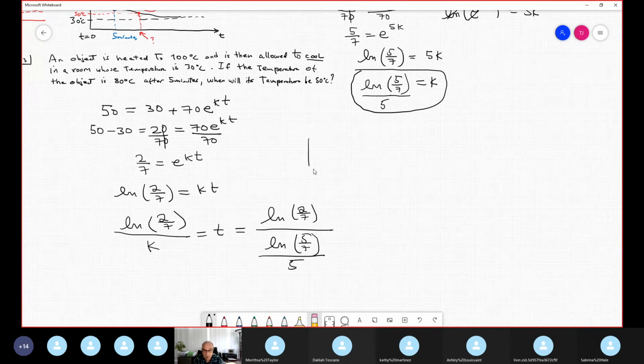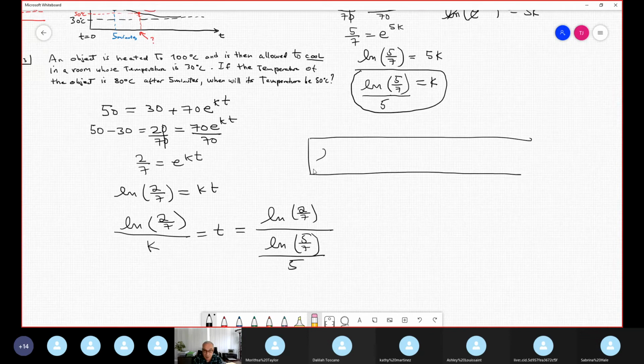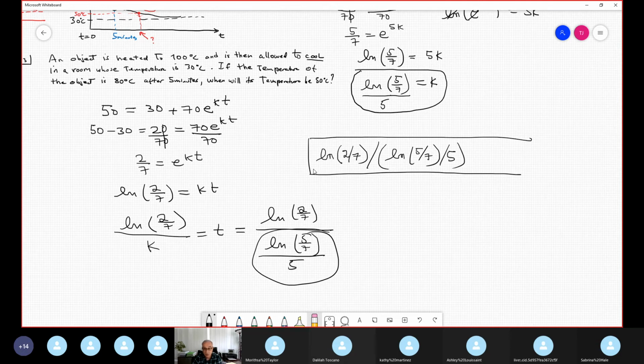Okay, how do you put this in your calculator? You put it in the calculator like that. ln, open parenthesis, 2 divided by 7, close the parenthesis. I finish the top part, divided by another parenthesis, and close everything in the bottom. This parenthesis is important. Natural logarithm of 5 over 7, multiplication no, division by 5, and close the parenthesis. Let me try. Come on, everyone try in your own calculator, it's super easy.